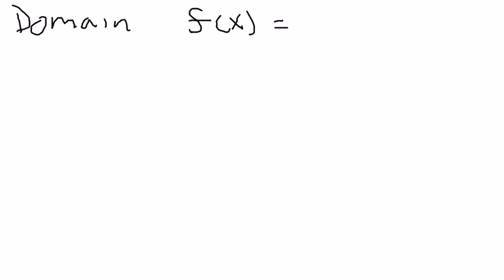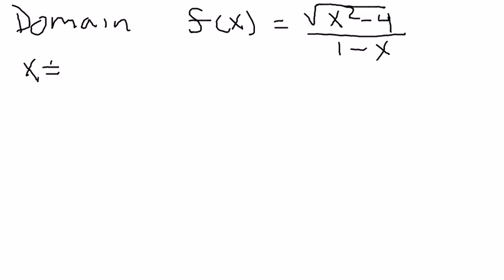A lot of times in our free response questions they'll ask you for the domain of a function, or when you're doing the exam later on. Say we have the square root of x squared minus 4, over 1 minus x. We know that x cannot be 1. It can't be 1 because that would be division by 0.